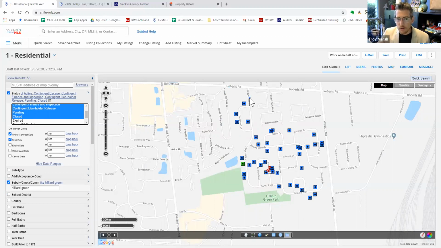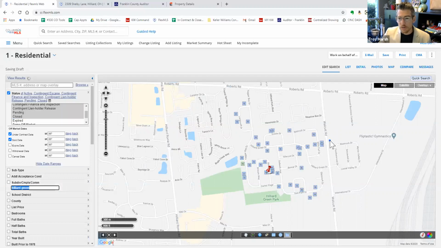So the value in that is going to be that I can see very clearly that all of this area is Hilliard Green. And so that makes it really easy. Now let's say you're in a smaller neighborhood. Like if I went over here, actually I could use this probably as an example.